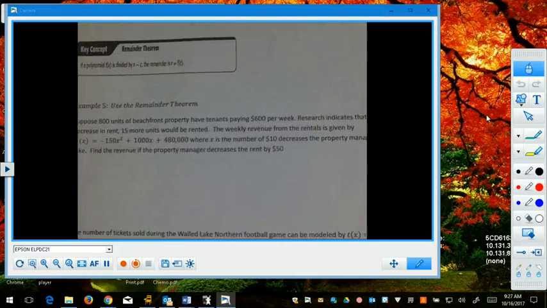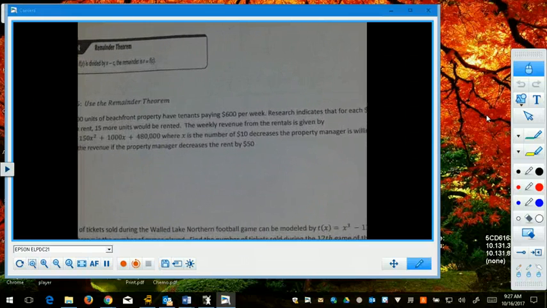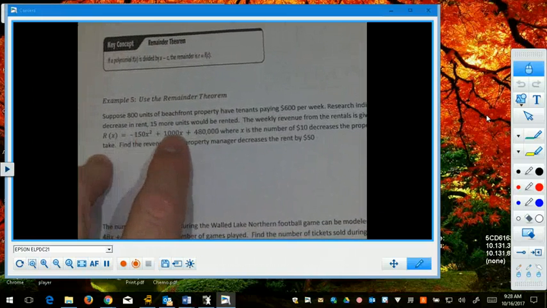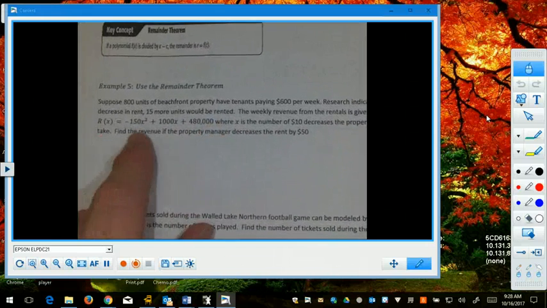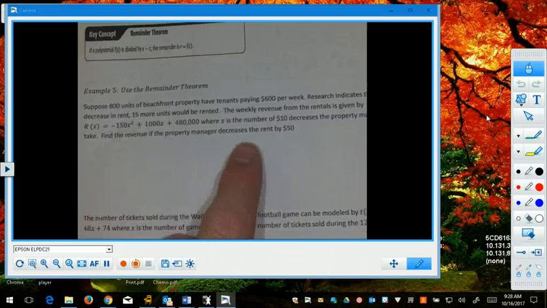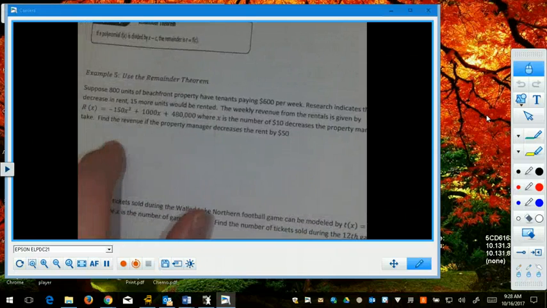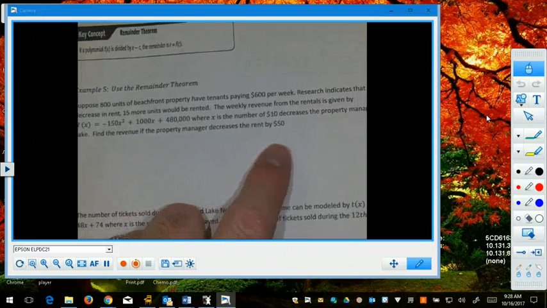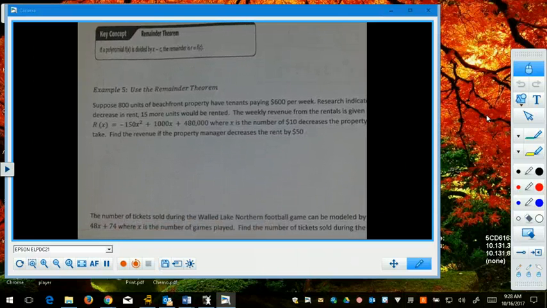So here we have two story problems. The first one says, suppose 800 units of beachfront property have tenants paying $600 per week. Research indicates that for each $10 decrease in rent, 15 more units would be rented. The weekly revenue from rentals is given by this quadratic equation, where x is the number of $10 decreases the property manager is willing to take. Find the revenue if the property manager decreases the rent by $50. So what value would I want for x if he's going to decrease it by 50? Should I put 50 in?